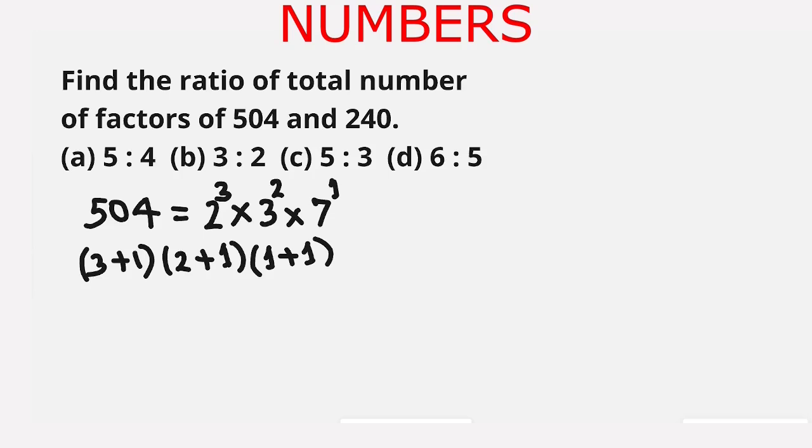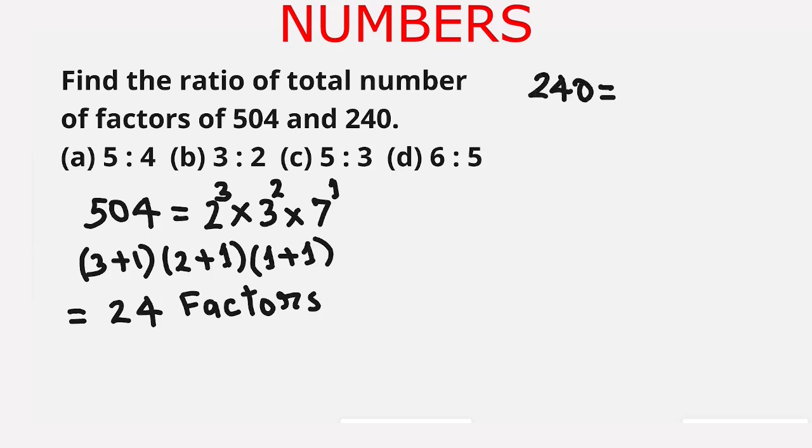2 plus 1 is 3 and 1 plus 1 is 2. So this is 4 multiplied by 3 multiplied by 2. 4 times 3 is 12, times 2 is 24. 504 has 24 factors. Now we find the factors of 240.